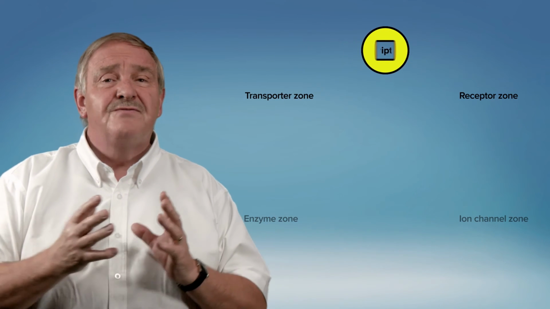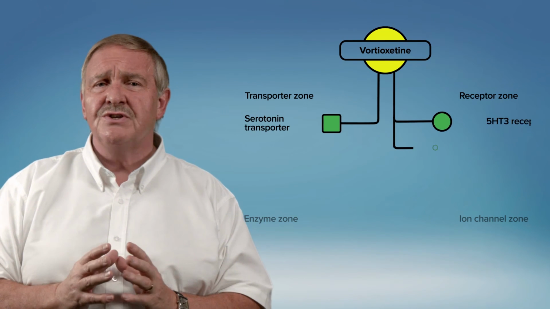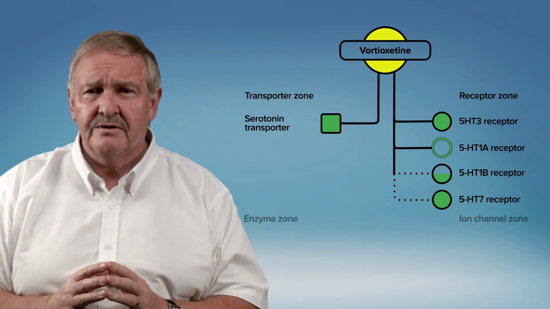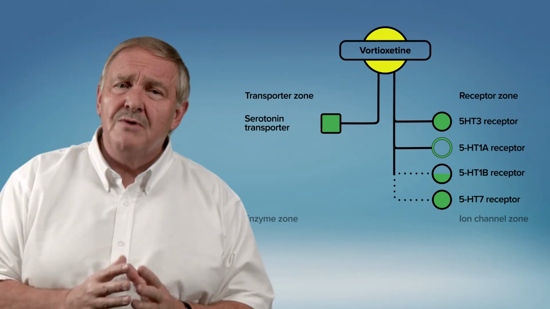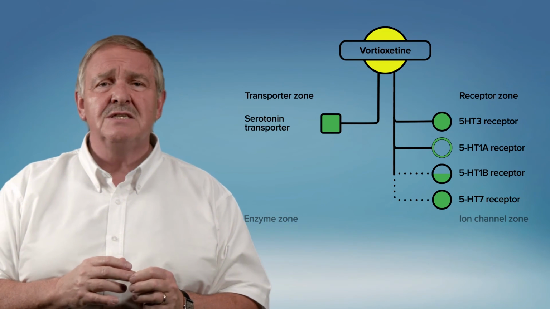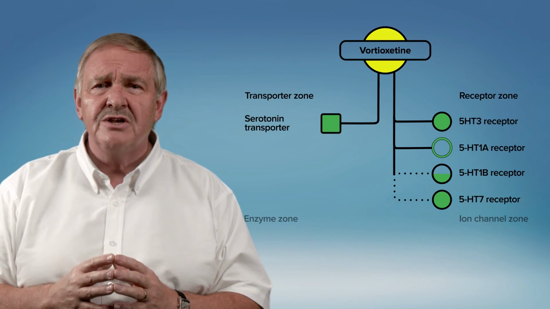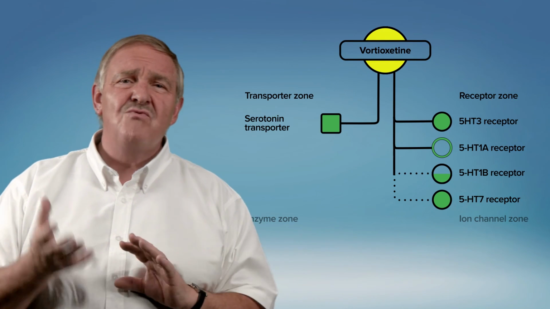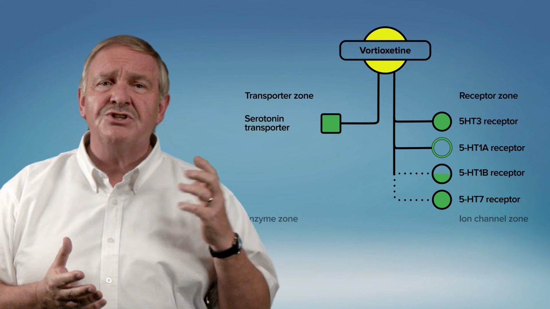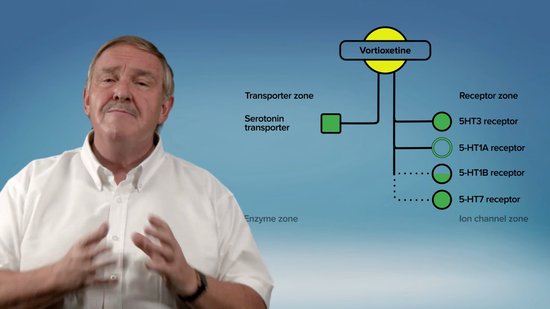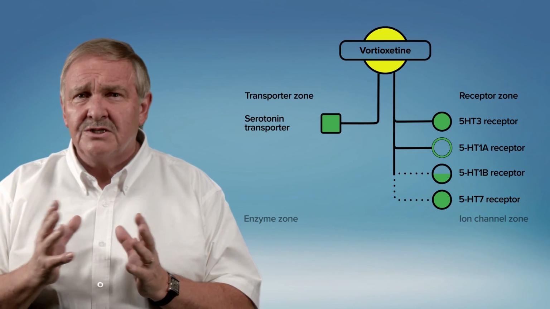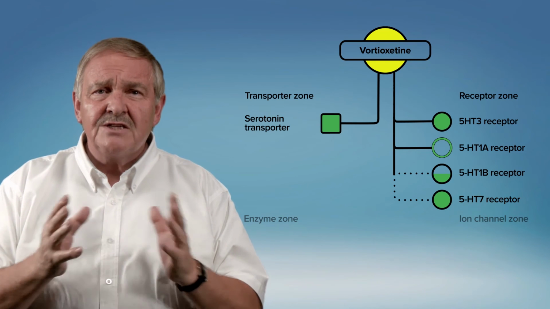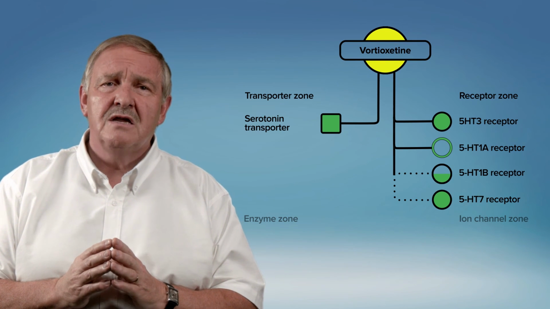This diagram shows vortioxetine, the most recent addition to the range of drugs for depression. Unlike the other multimodal drugs that were discovered by accident, vortioxetine was designed to be multimodal. The theory was that by adding relevant receptor interactions to a serotonin reuptake blocker, improved efficacy and/or tolerability could be obtained. And this has been proven to be correct.